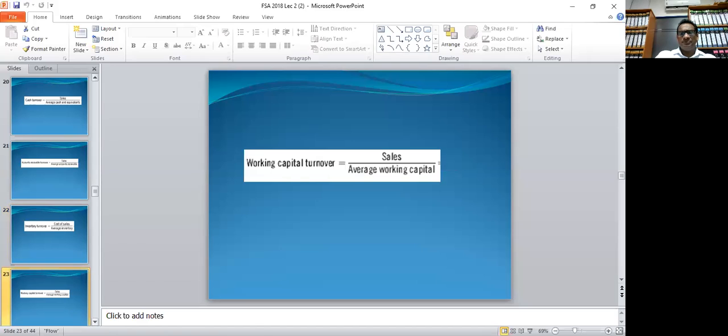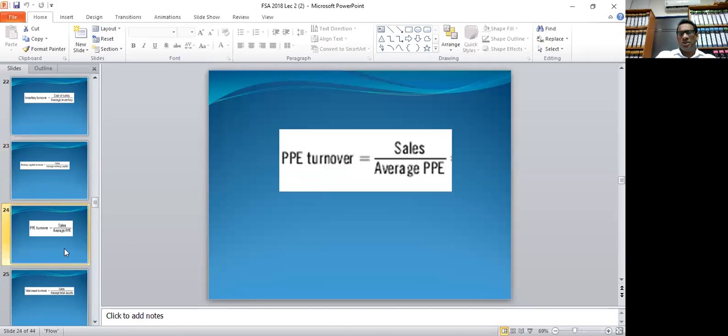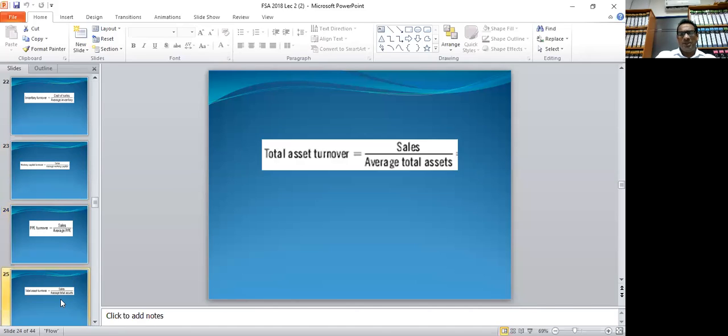Working capital turnover, sales divided by average working capital. Property, plant and equipment turnover, PPE turnover, turnover divided by average PPE. Total asset turnover, again turnover divided by average total assets. Basic ratios.